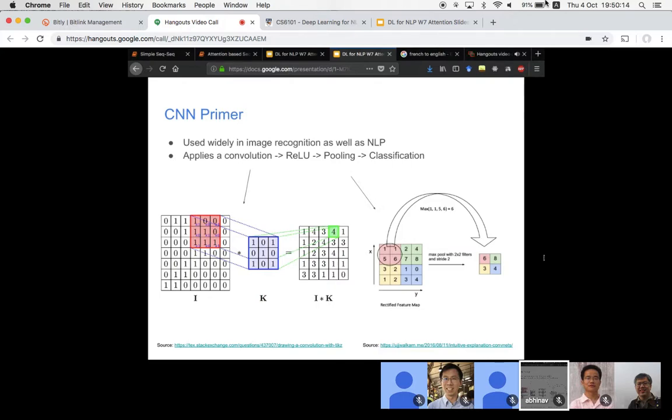So actually the CNN is still applicable in sequence. It's just that you think of a one-dimensional sequence rather than a two-dimensional. CNN works very well visually on images, right? Because you can have this 3x3 grid with the center, right?